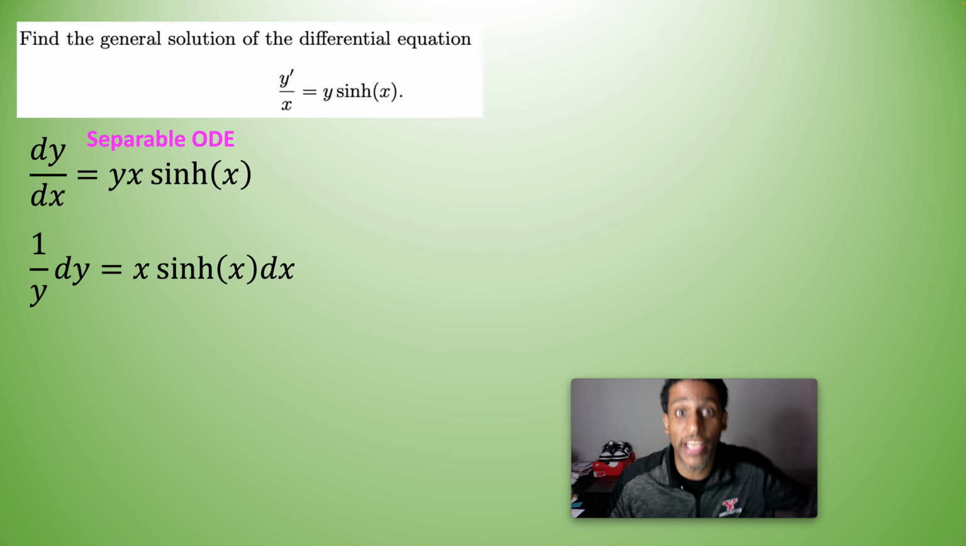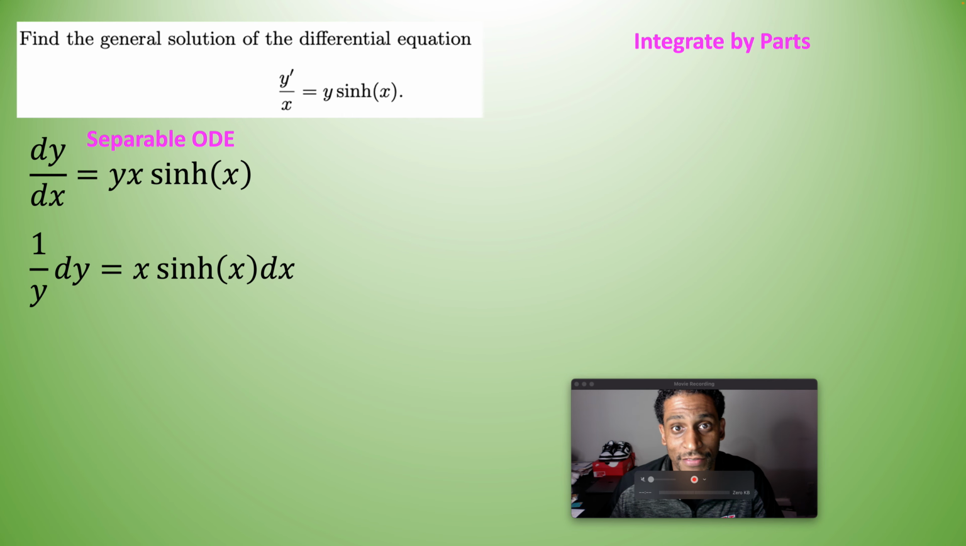After you separate, you integrate. How are you going to integrate that right-hand side? It's a product. x times the hyperbolic sine. Not always, but most of the time, when you have a product and you want to take the antiderivative, you're going to have to use integration by parts.